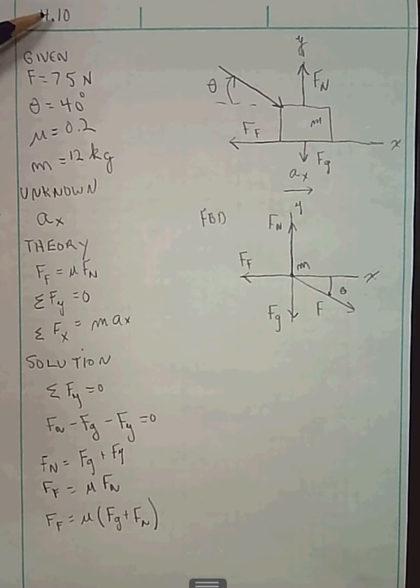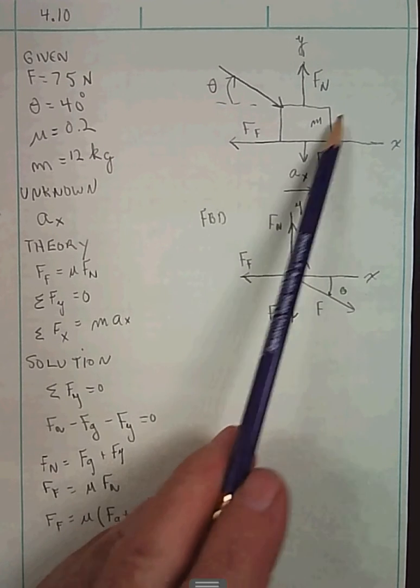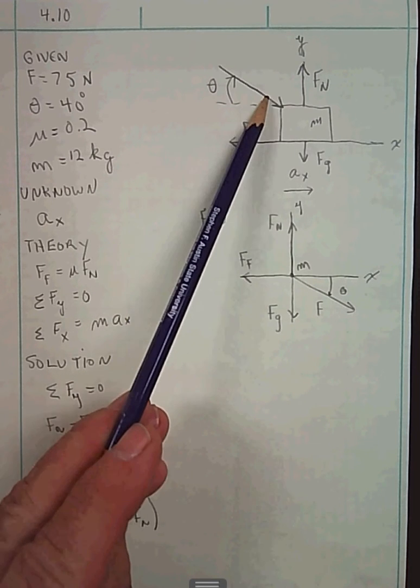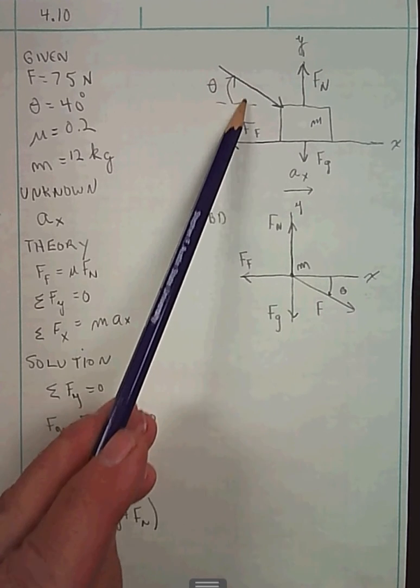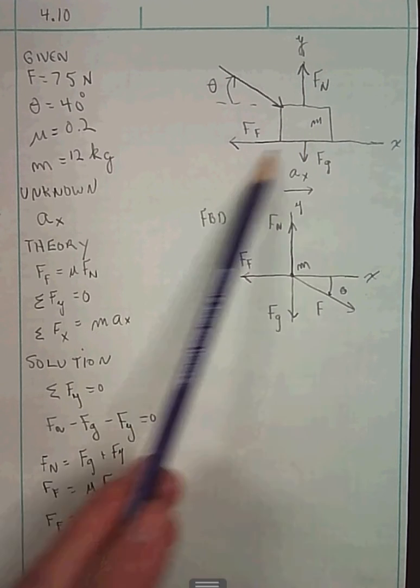Problem 4.10 is essentially the same problem as 4.9. The only difference is we had a force of tension pulling off to the right. Now we have a force applied at an angle of 40 degrees downward onto the mass on the surface.